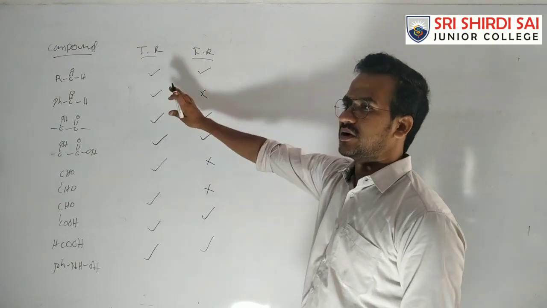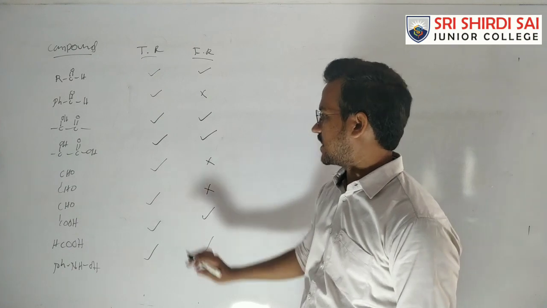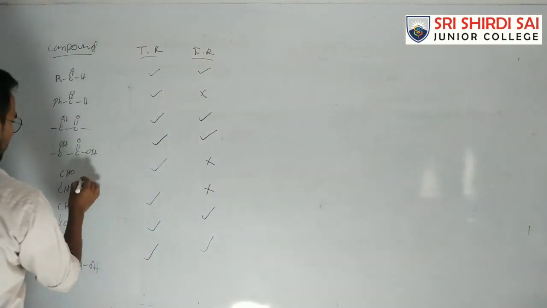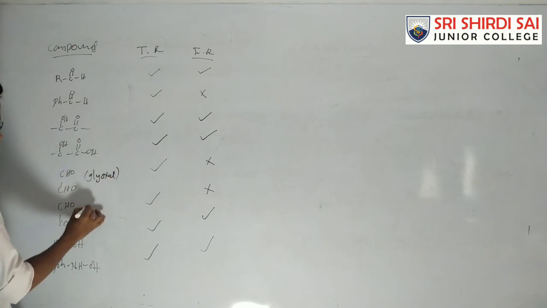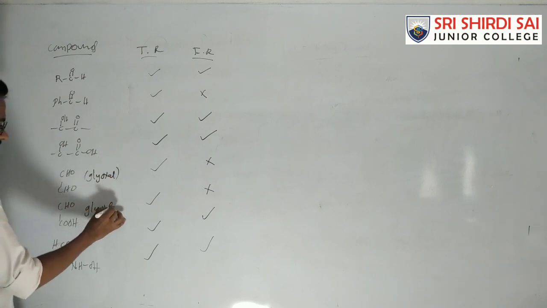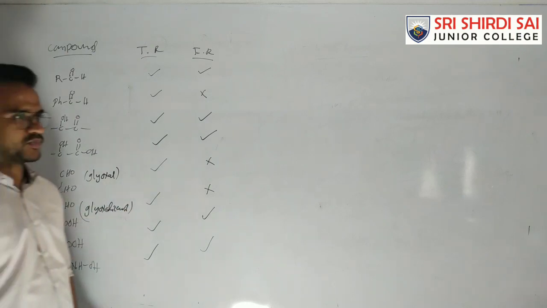The differences come with aromatic aldehydes, glyoxal and glyoxylic acid. This is glyoxal and this is glyoxylic acid. Okay, glyoxylic acid. Those are the main points.